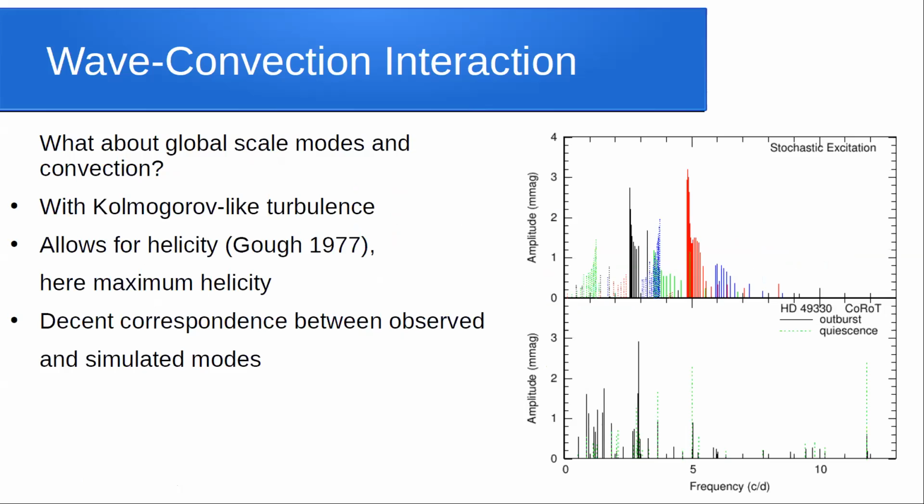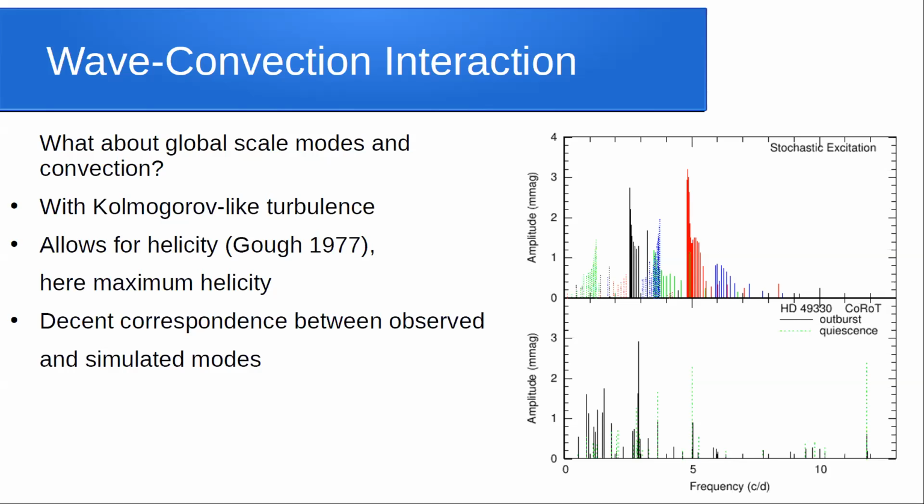Nonetheless, those things are all evaluated numerically anyway. But what's important here is what you choose as your turbulence model. And what we decided on was a Kolmogorov-like turbulence. So it's not purely Kolmogorov. It's a modified Kolmogorov turbulence where you allow for helicity in the system.